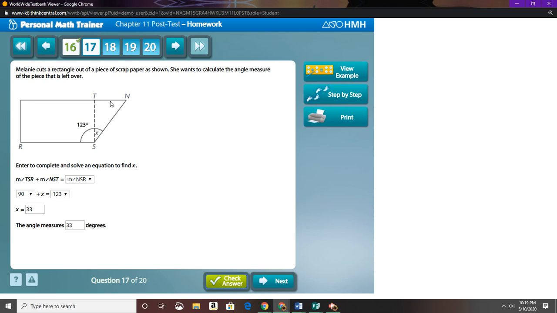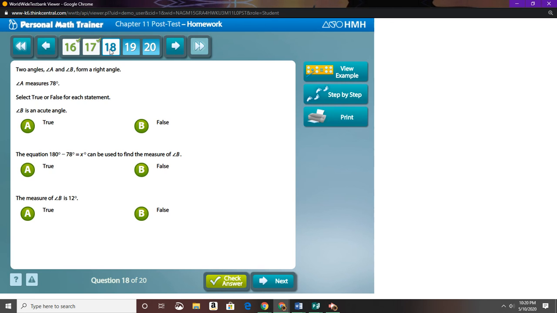Number 18, we had 5 people that missed. Select true or false for each statement. If two angles, angle A and angle B, form a right angle, and angle B is 78, well, if I have A and B together, and I might even draw this out so I can visualize it, if angle A and angle B are together, then B would have to be an acute angle because I would need 2 acutes to make a right. They'd both have to be less than a right.